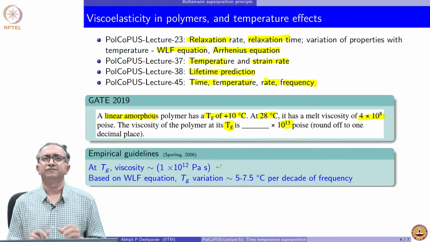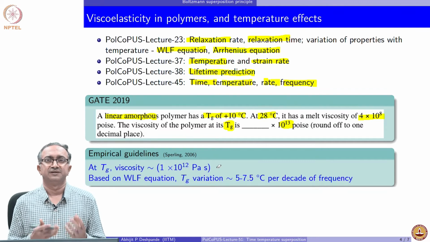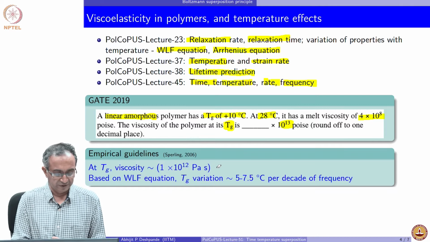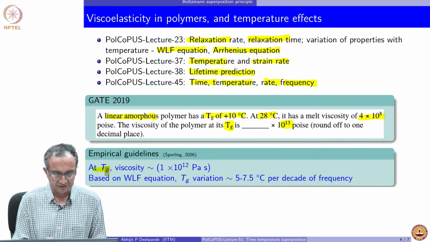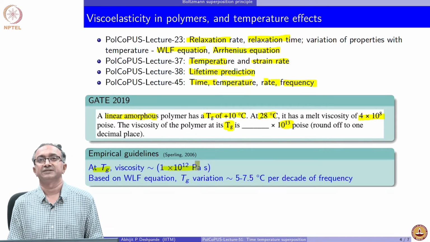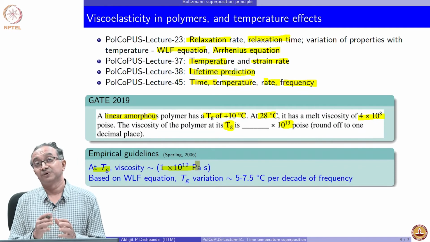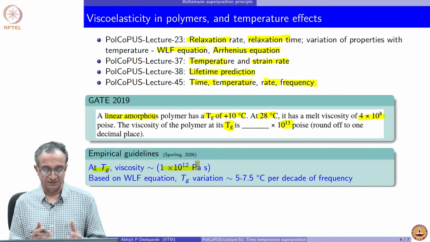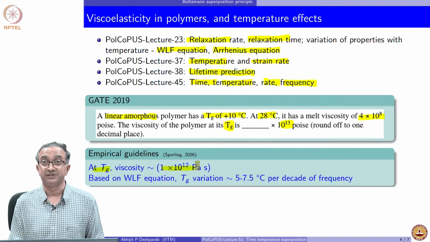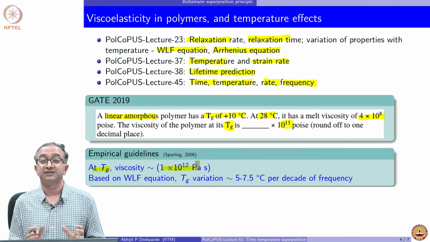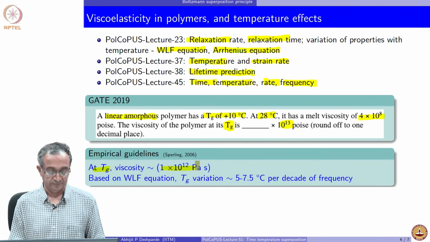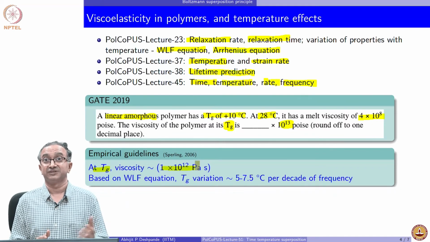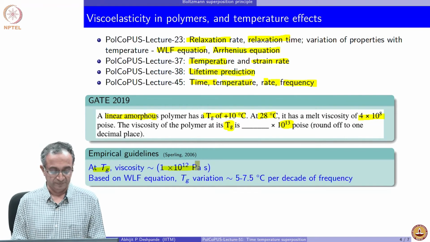I will give you a couple of empirical guidelines. These are generally what is observed for many polymer systems. For example, at glass transition, the viscosity is about 10 to the power 12 Pascal second. So, therefore, how the viscosity decreases as you increase temperature is generally based on the WLF equation, and at glass transition itself the viscosity is very high. Remember that viscosity will go to infinity at the fictitious temperature, which is 50 degrees below glass transition.